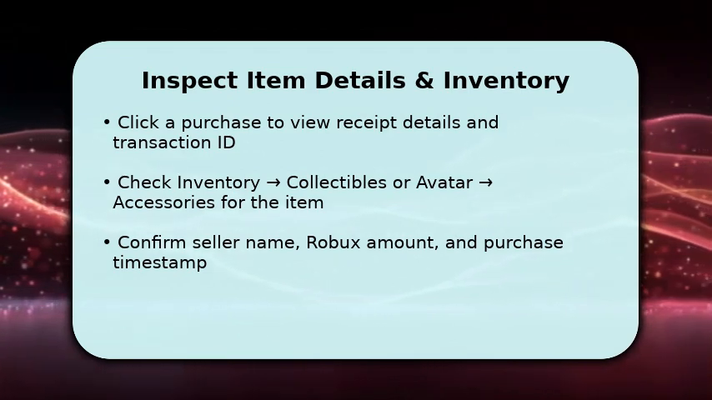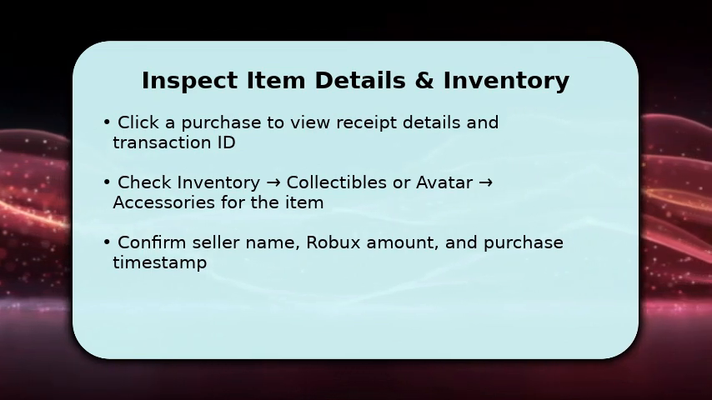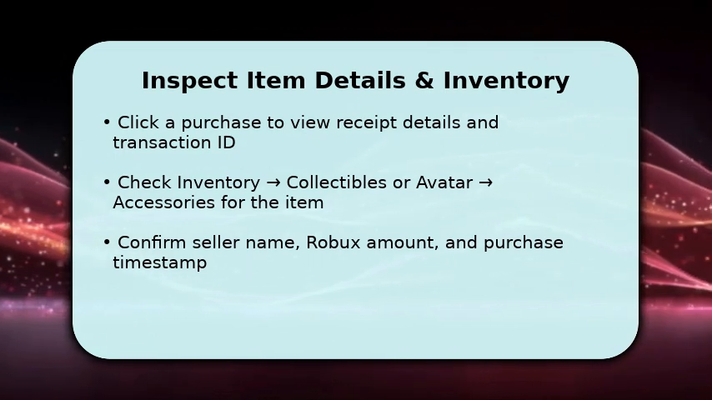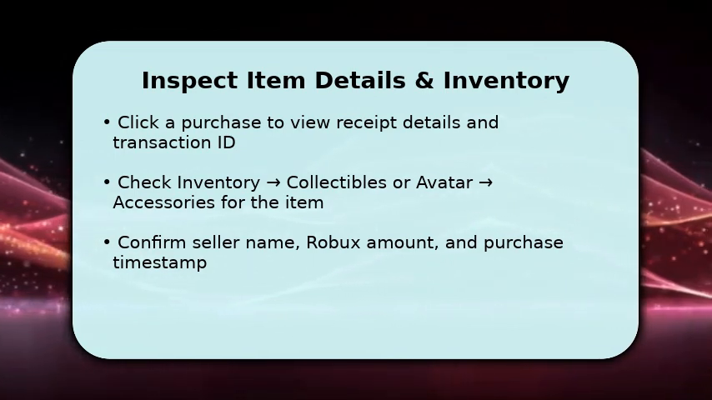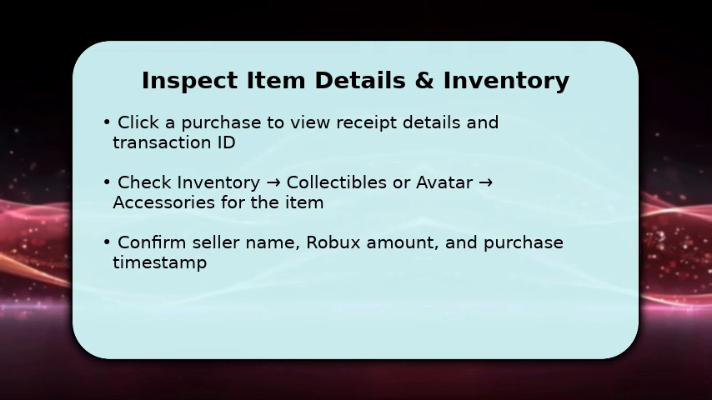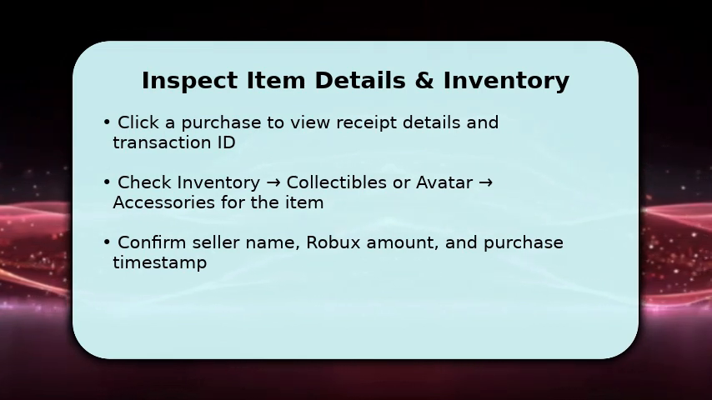Then immediately check your inventory under Collectibles or Avatar Accessories so you verify the item actually appears in your account. Make sure the seller matches the receipt and that the Robux deduction equals the listed price. These cross-checks prove whether the item was delivered, purchased as a bundle.